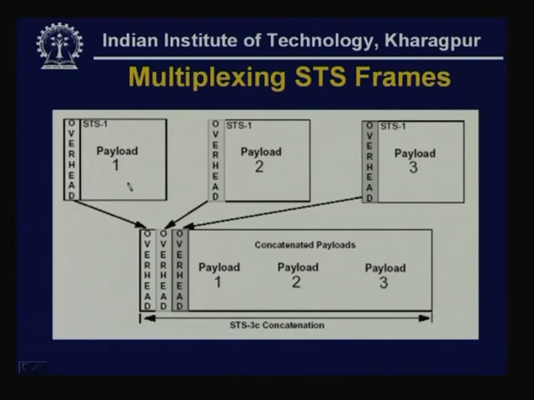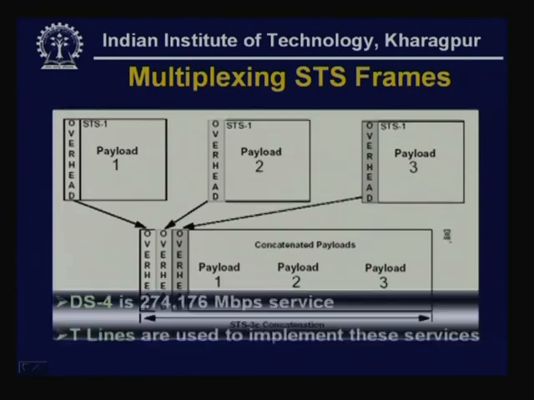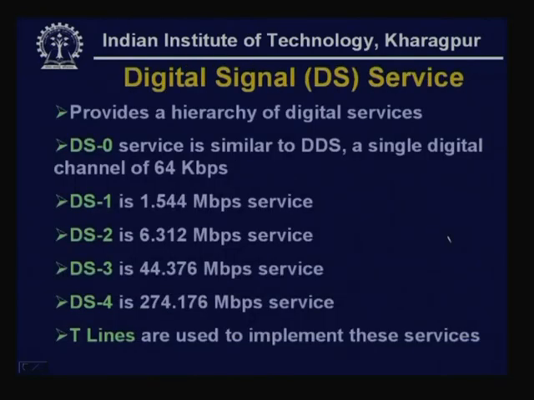Here, as you can see, again 3 STS1 signals have been combined to form an STS3C concatenated signal. So, overhead columns are here, and the payload 1, payload 2 and payload 3 columns are combined to have a concatenated payload, and this can be sent through the optical network. Now, the question arises, is it possible to send the DS signals used in the telephone network through the SONET network? Yes, and we shall discuss how it is being done.